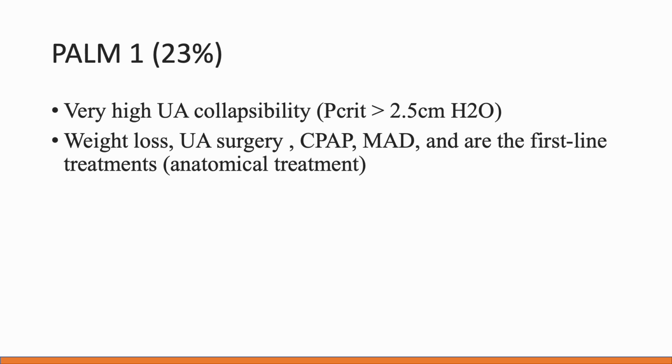Based on these classifications, PALM 1 constitutes 23% of OSA patients, the upper airway types, with very high upper airway collapsibility, a critical pressure of more than 2.5. Here, the treatment should be weight loss. They could use CPAP, they could use upper airway surgeries and mandibular advancement devices. So, basically, the anatomical treatment.